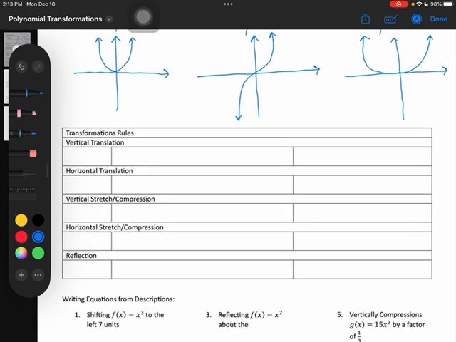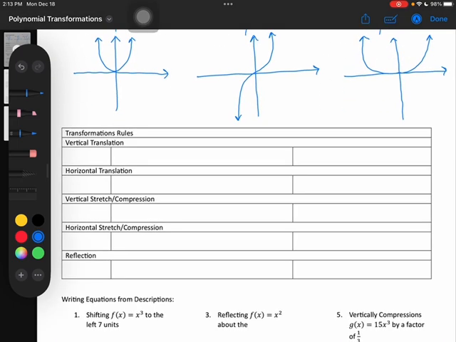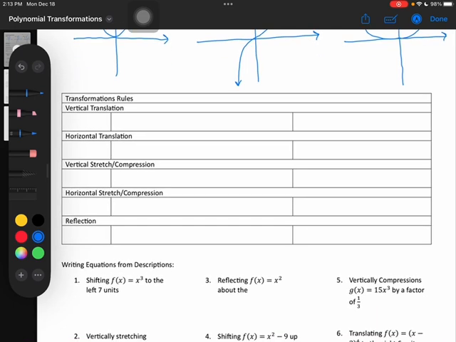And then we have our transformation rules. These are going to be the same as our other transformation rules, so we're just doing a little bit of a refresher here. If we have a function, no matter what it is, and we are adding or subtracting something outside of that function, that's what we call a vertical translation.